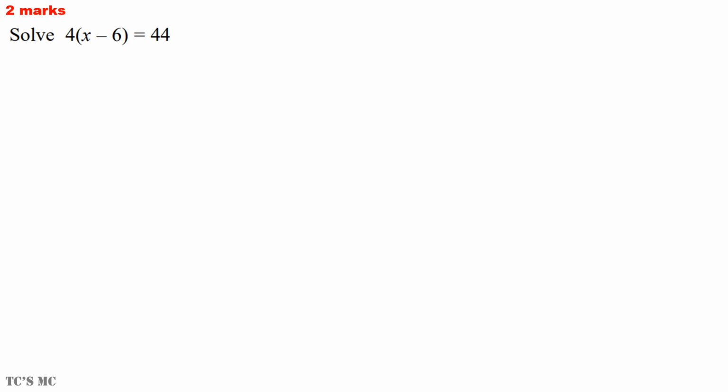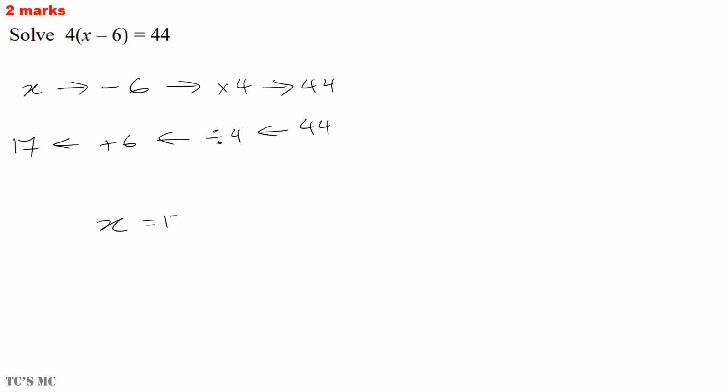Solve 4 bracket x subtract 6 is equal to 44. I am going to show you 2 methods. The first one is to take it as it is. So using the flowchart method, I have x, subtract 6, and then everything's multiplied by 4, and that gives us 44. To go backwards, we need to do the inverse, so divide by 4, and then add 6. Now we have 1 mark. 44 divided by 4 is 11, add on 6 and we get 17. So x is equal to 17.